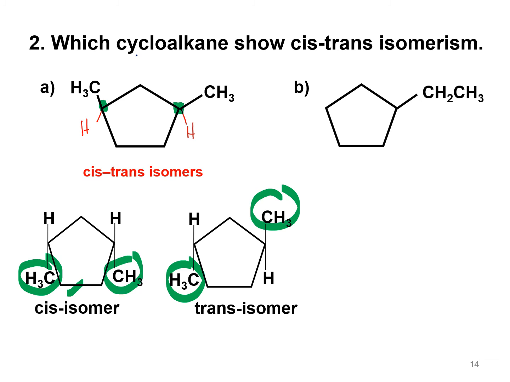Part B is not cis-trans isomer because it has two identical atoms attached to the carbon of restricted rotation. So it is not cis isomer.